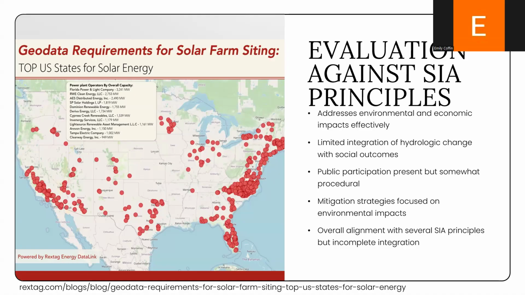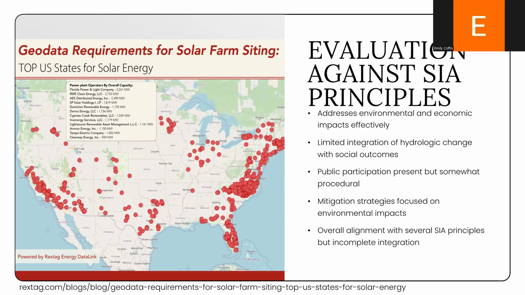So when evaluating the EIS against the social impact assessment principles, the report demonstrates several strengths, but limitations as well. The document does a very strong job identifying environmental impacts and economic effects associated with the project. These impacts are clearly described and supported by environmental data. However, the connection between environmental changes and social outcomes could definitely be stronger. For example, the hydrologic changes such as altered runoff patterns or soil compaction are discussed, but their potential implications for community well-being or downstream water quality are not explored in enough depth.